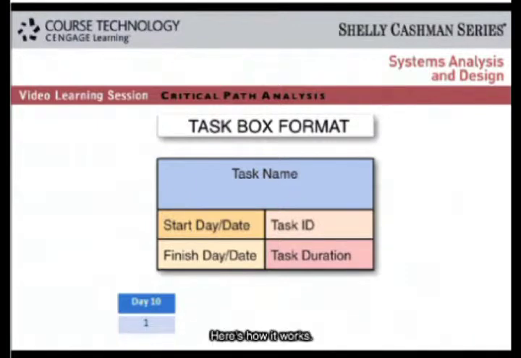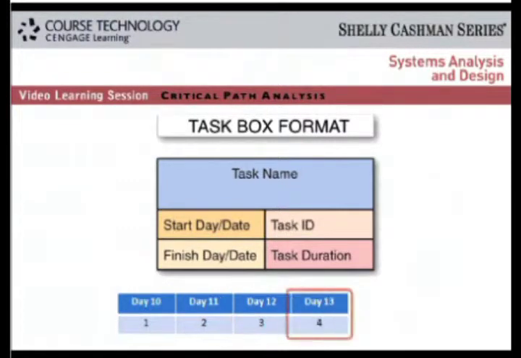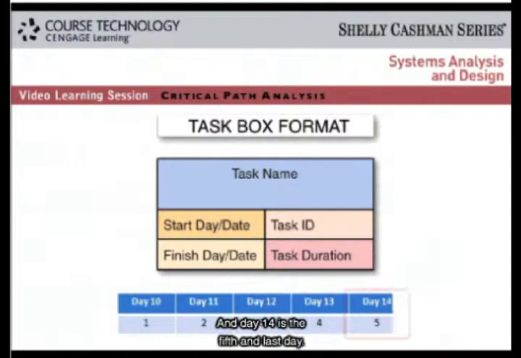Here's how it works. Day 11 is the second day. Day 12 is the third day. Day 13 is the fourth day. And day 14 is the fifth and last day.